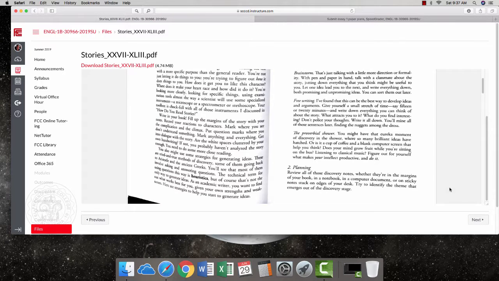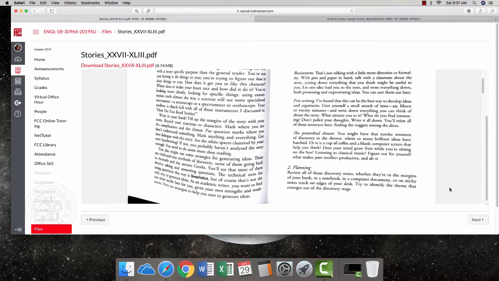Write in your book! Fill up the margins of the story with your notes. Record your reactions to characters. Mark where you see the complication and the climax. Put question marks where you don't understand something. Mark anything and everything. Get into dialogue with the story.